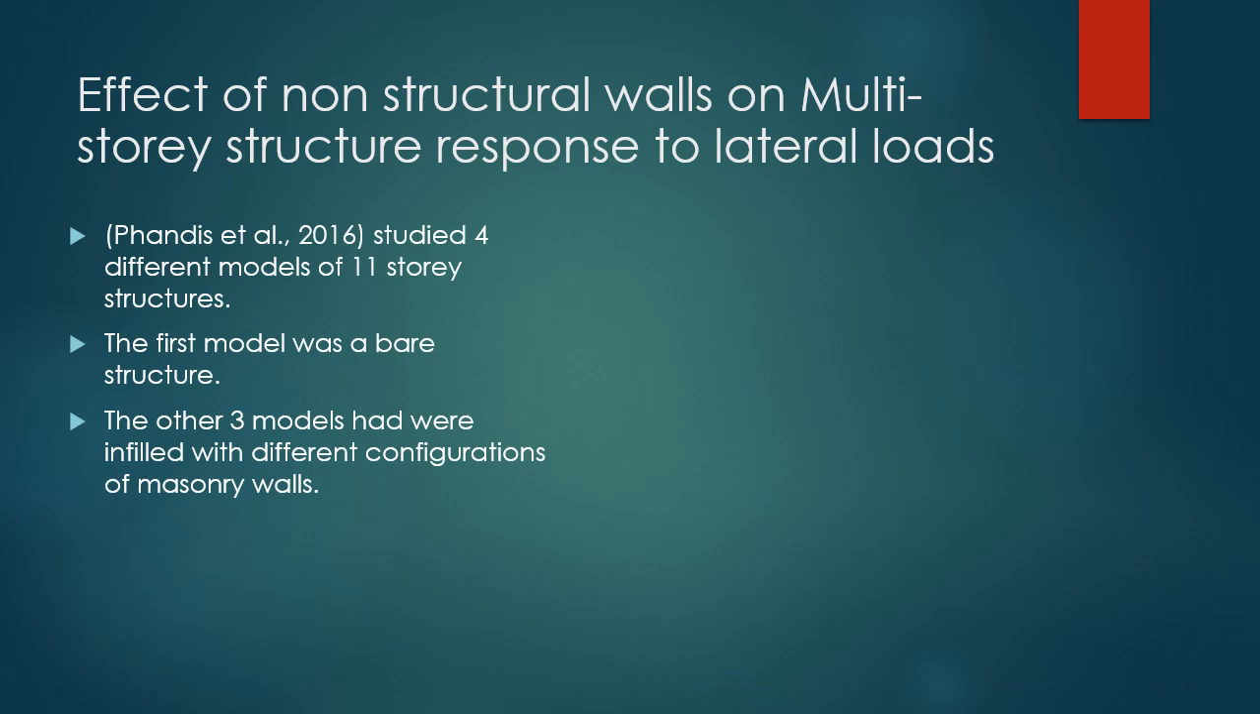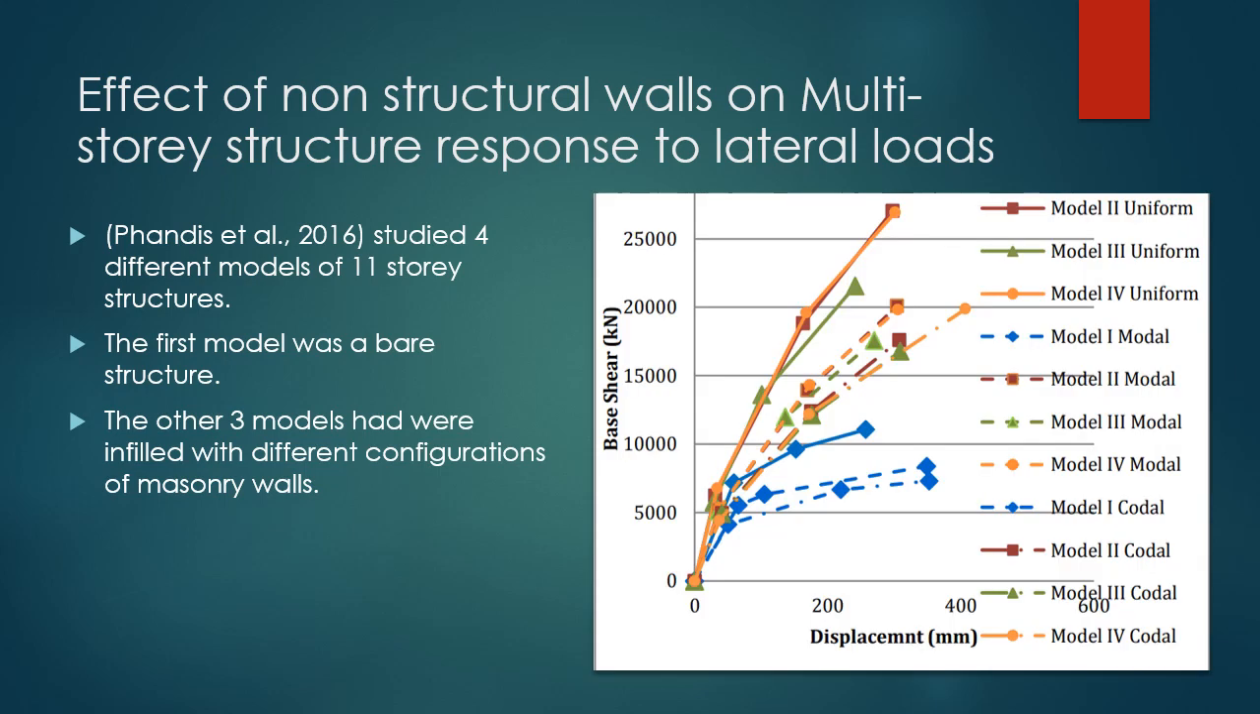Now I'm going to talk about the effect of non-structural walls on a multi-story structure. Pandis et al. in 2016 studied 4 different models of 11-story buildings. The first model was a bare structure with no masonry walls. The other 3 models are infilled with 40% masonry walls, but with different configurations.